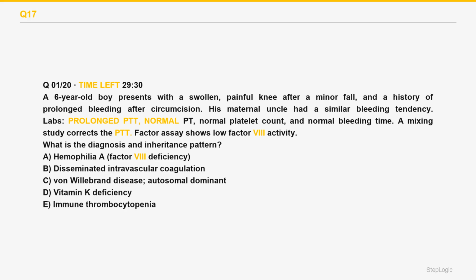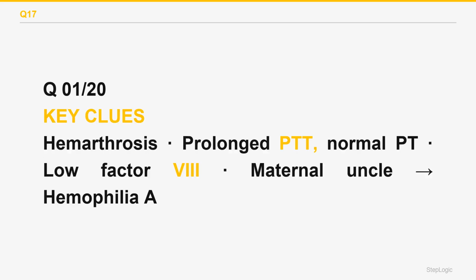Read the command: diagnosis and inheritance. Hemarthrosis, prolonged PTT with normal PT, low factor 8, maternal uncle affected. Hemophilia A, X-linked recessive. This is hemophilia A, a deficiency of clotting factor 8.